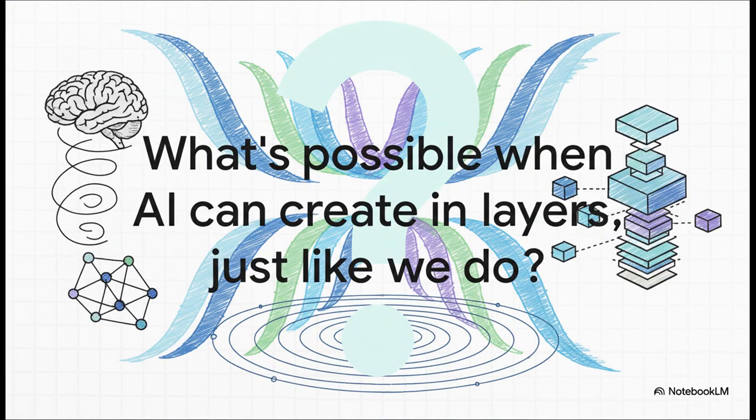And that really brings us to the final big idea here. We've spent decades just trying to get AI to recognize what's in a picture, but now we're right on the cusp of giving it the ability to perceive the world with genuine depth and structure. So the real question we're left with isn't just about building a smarter AI. It's about what truly becomes possible when an AI can finally perceive, understand, and create in layers, just like we do.